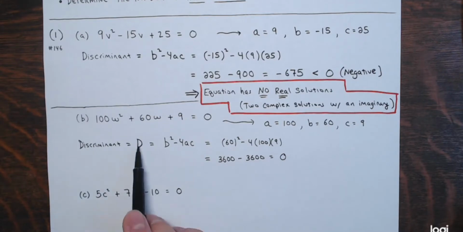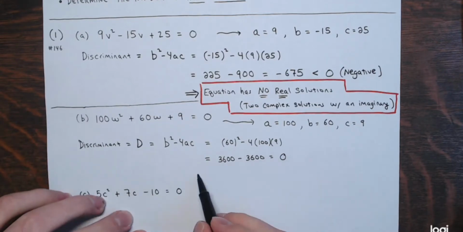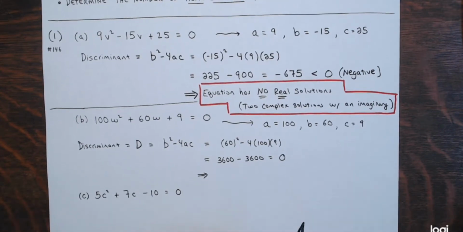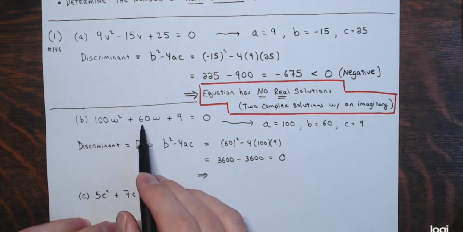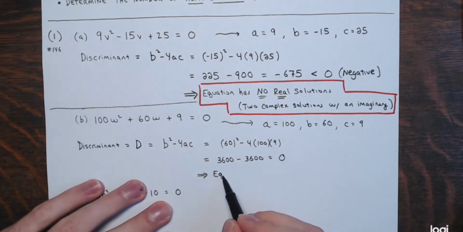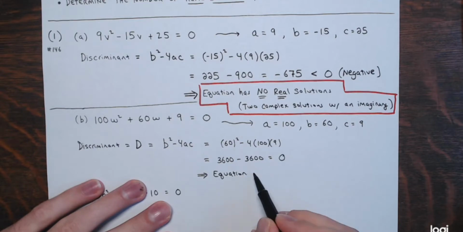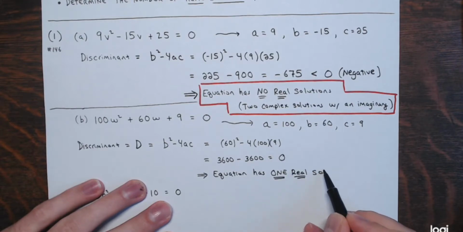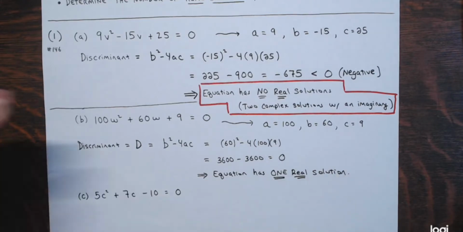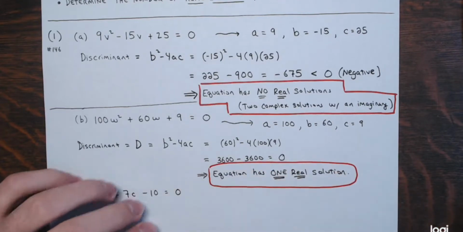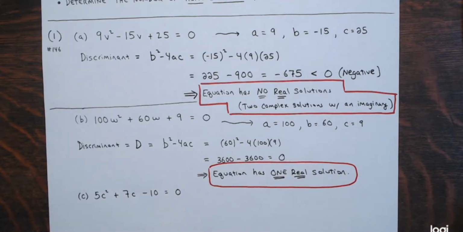When the discriminant is 0, the equation is going to have one and only one real solution. And it would be negative b over 2a, so negative 60 over 200. But the equation in this case has exactly one real solution. And that's all we're asked to say. Don't find the solutions. You can if you want, but you'll notice that there's only going to be one real solution to this equation.